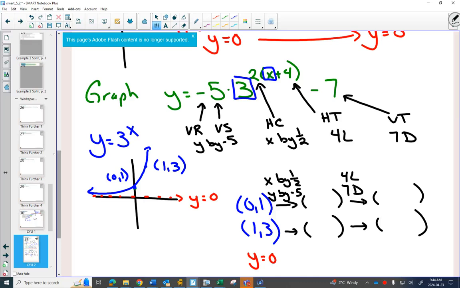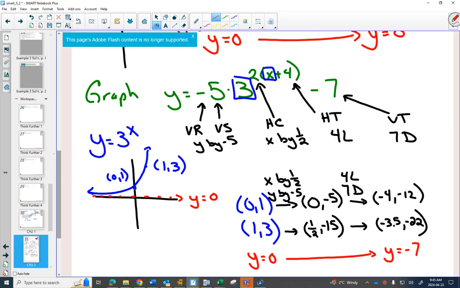And now it's just a matter of doing the mental math. X by half, this stays 0. Y by negative 5, that becomes negative 5. This becomes 1 half, and y by negative 5, negative 15. Four to the left, negative 4, 7 down, negative 12. 4 to the left, negative 3.5, 7 down, negative 22. What's going to happen to our asymptote?